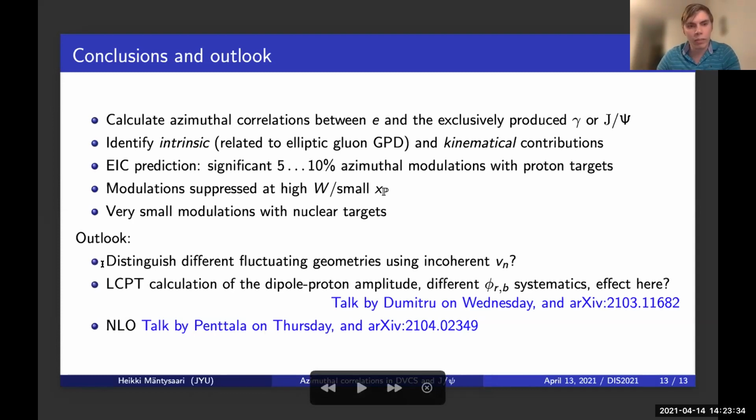So of course, in the future, it would be interesting to study different fluctuating geometries. And then there are also some other very important and interesting developments that could have an effect in this context, but I'm not going into this in detail yet, but please see Adrian's and Yannis' talks today and tomorrow. Thank you for your attention.